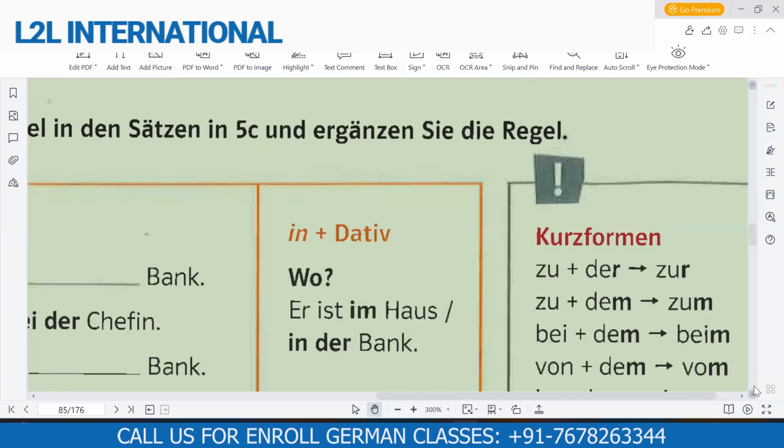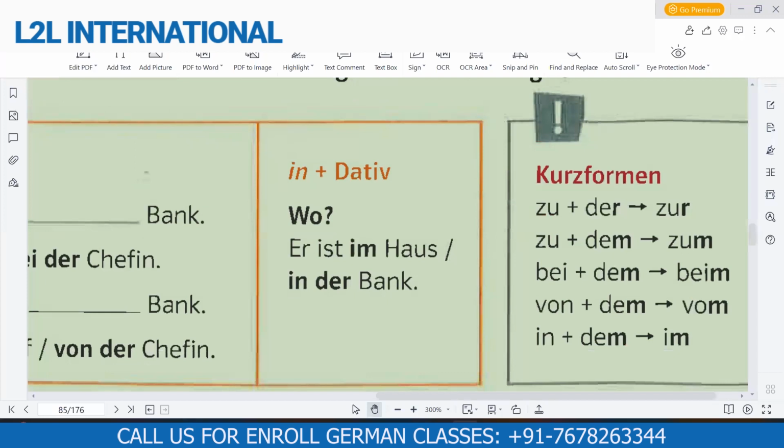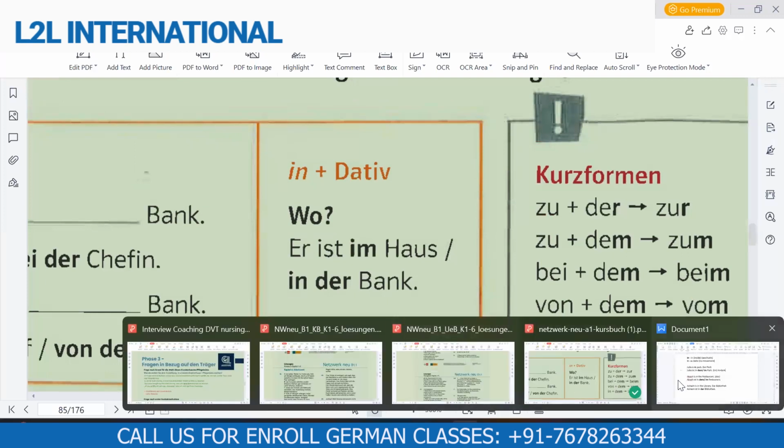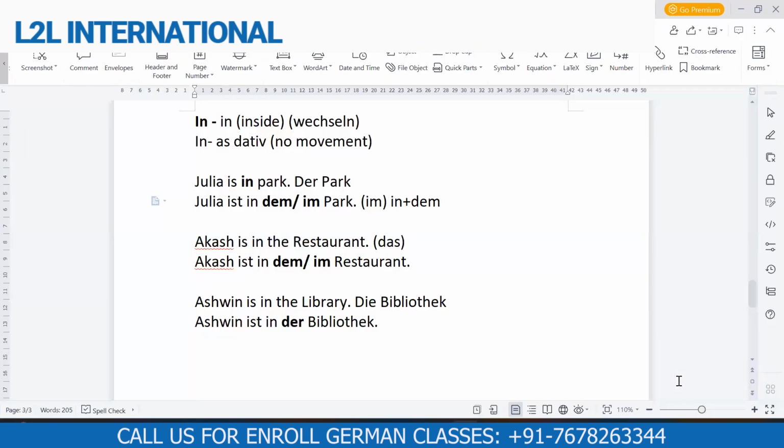So, in is one such preposition that we use with dative. Normally, if anybody asks you what kind of preposition it is, accusative or dative, just tell them in is a both-way preposition. Both-way preposition means Wechselpräposition, because when in has no movement, it takes dative. When in has a movement, it takes accusative.